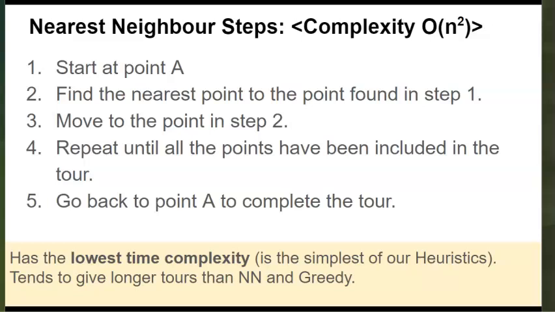Nearest neighbor works by starting at point A and going to the point nearest to it. We repeat this strategy until all the points have been joined to complete a tour. The time complexity of nearest neighbor is O(n) squared, or quadratic. And whilst our complexity chart has this as horrible, it is still tractable. And in the DCAT, you should note that nearest neighbor has the lowest time complexity of the three heuristics that we have studied.